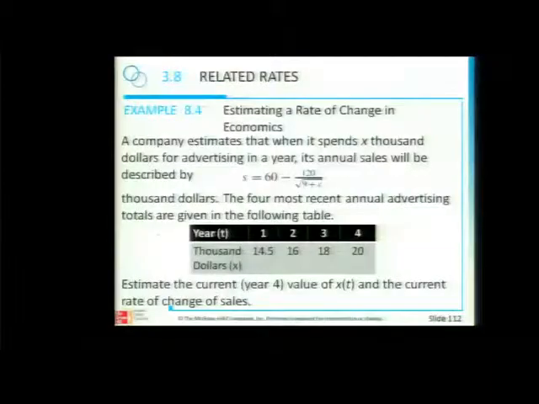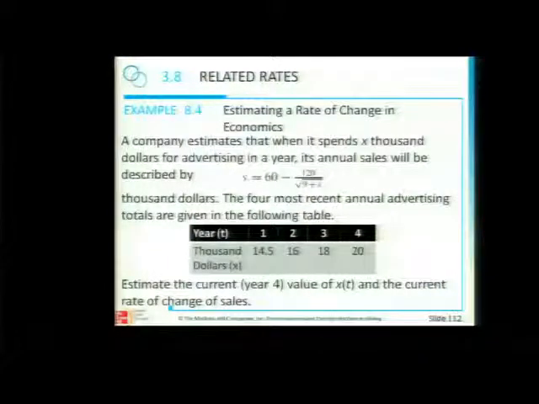Okay, what happened is that there is a company, and you need to spend some money to produce a product. And then, of course, it wants to make money, so you need to advertise the product. This table shows the number of years and the corresponding amount of money spent on advertisement. And we are given that the annual sales are described by these equations.